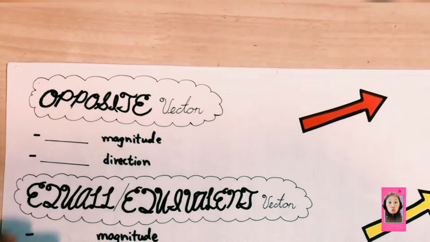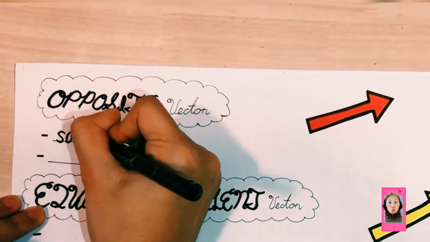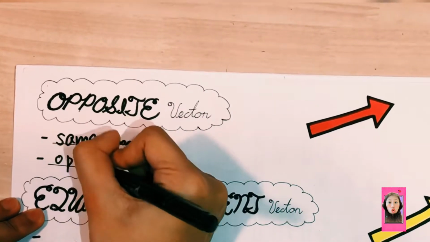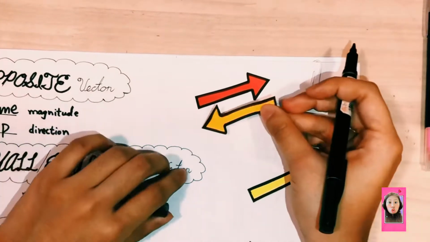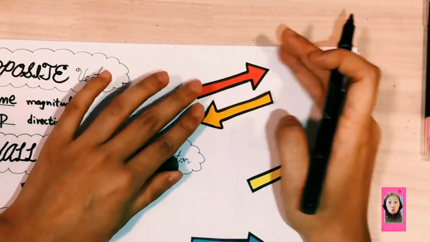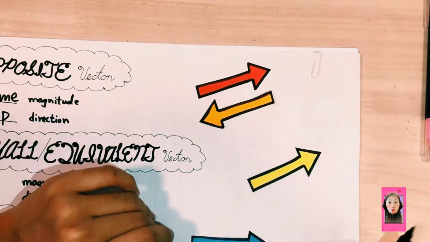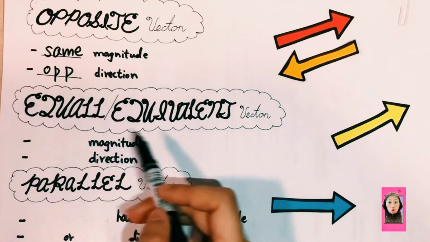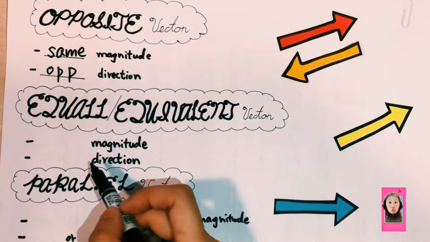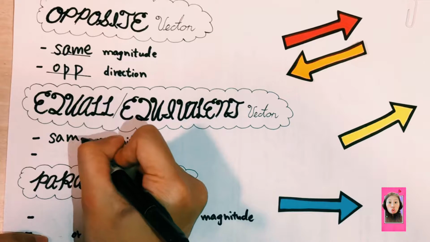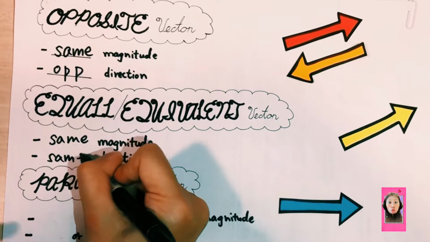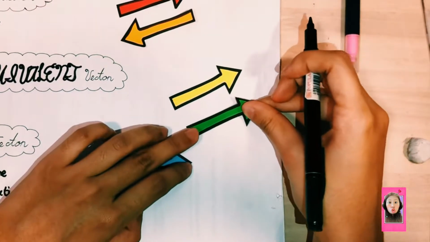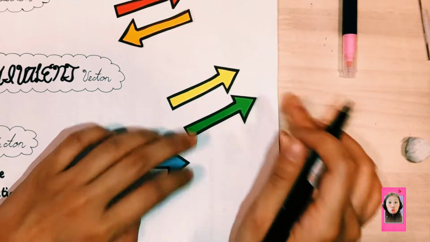Okay, vectors have a few kinds. First, opposite vectors have the same magnitude but opposite directions. So here they have the same magnitude but different directions. And equal or equivalent vectors have the same magnitude and the same direction. These two are equal vectors.